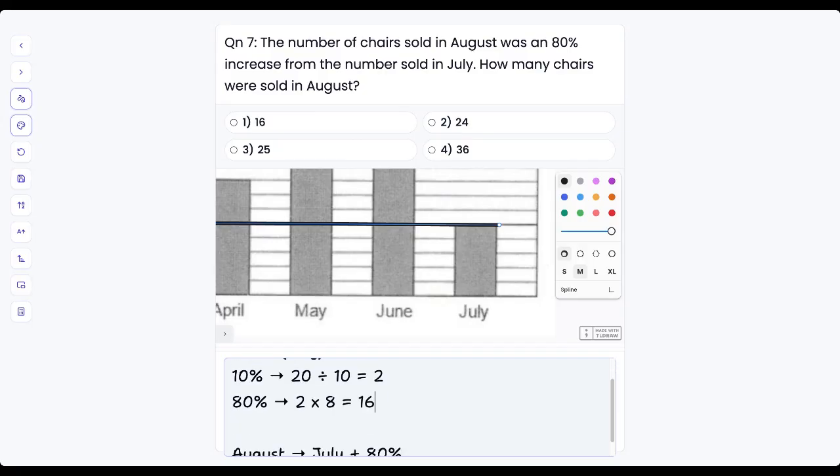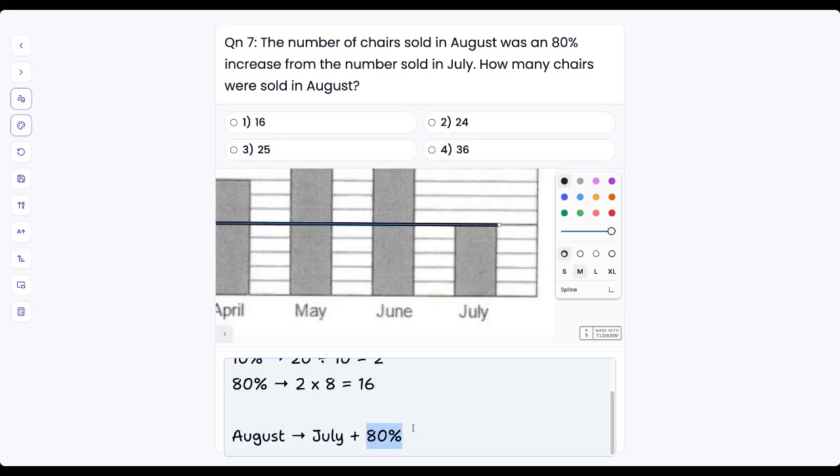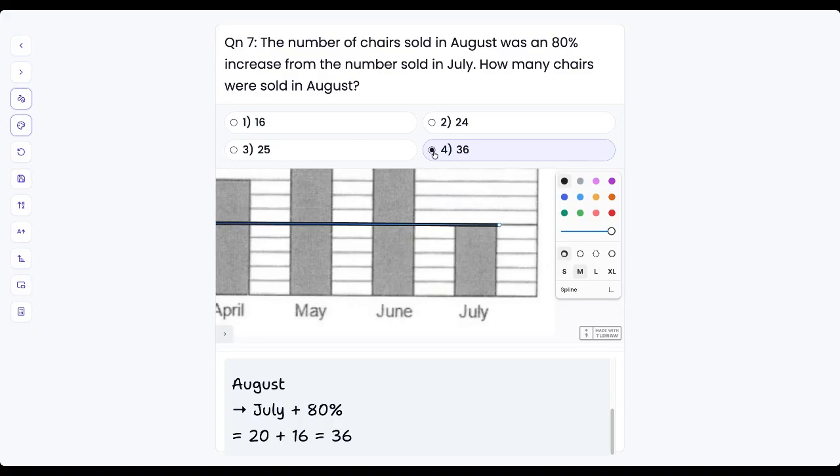Since we know what July is and we want to know what August is, August is equal to 20 plus 80%, which is 16. And the answer is 36, which is option number 4 in this case. There you go, so that's the answer. Let's move on to the next question.